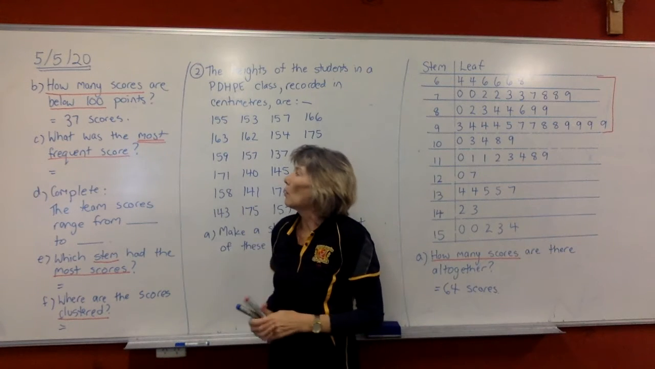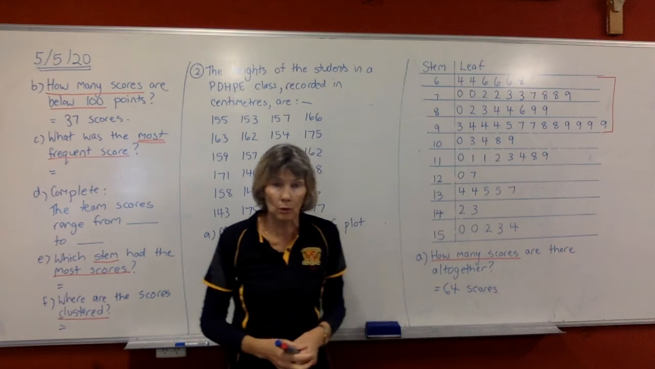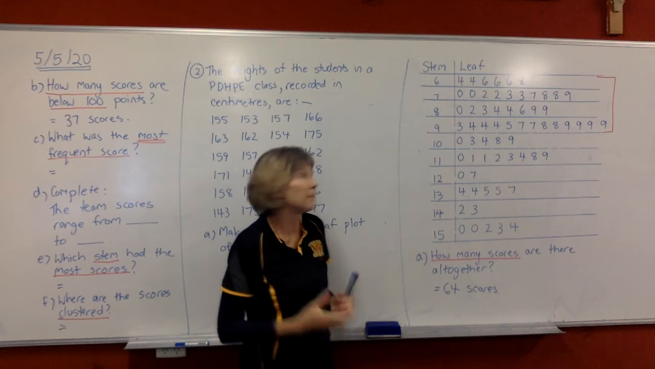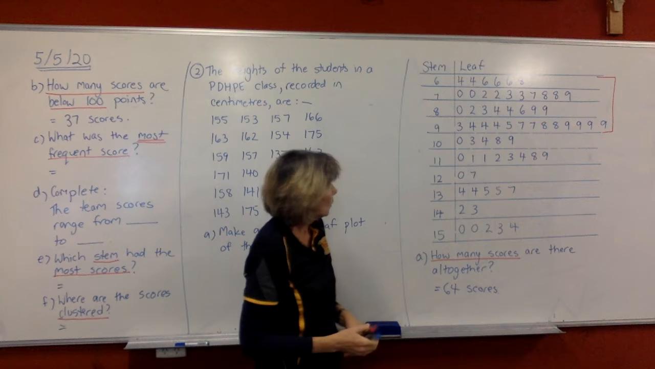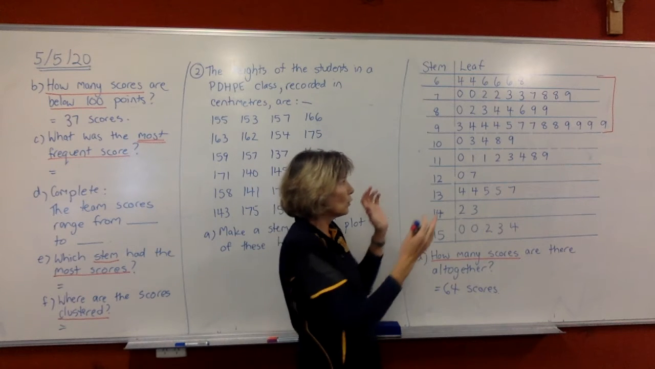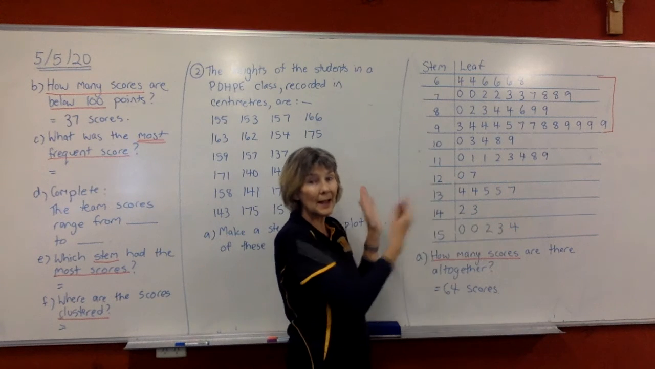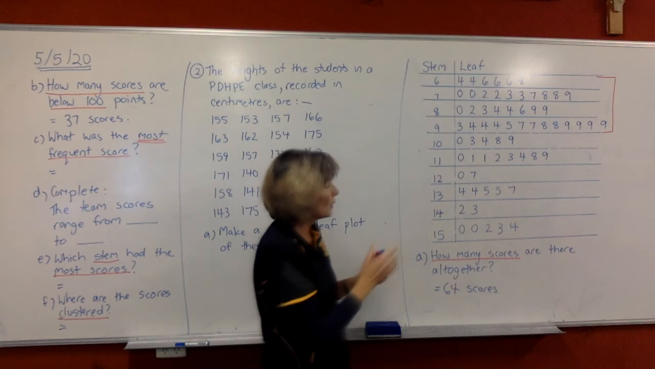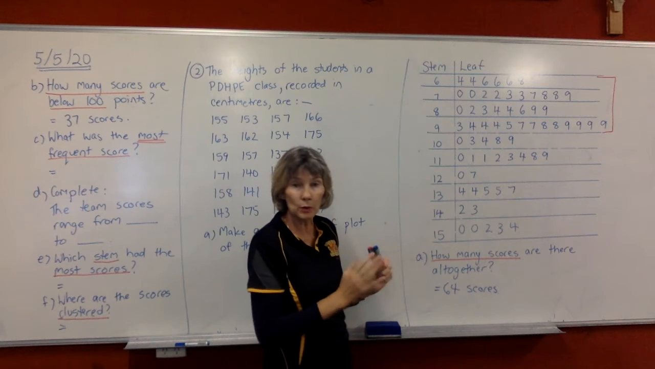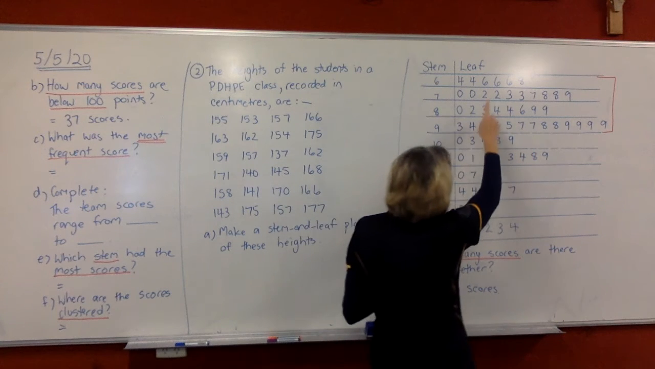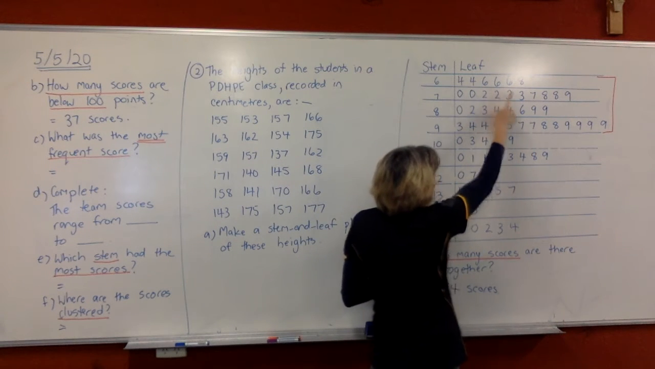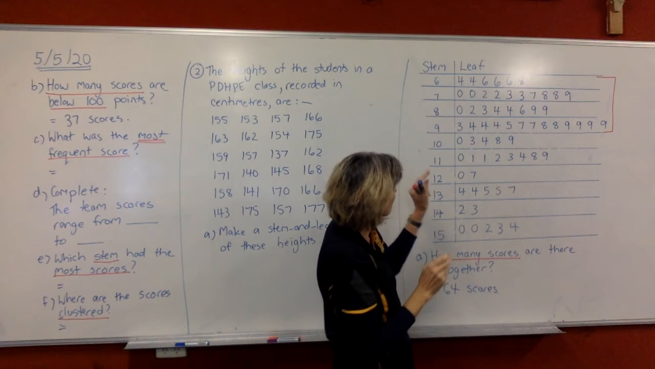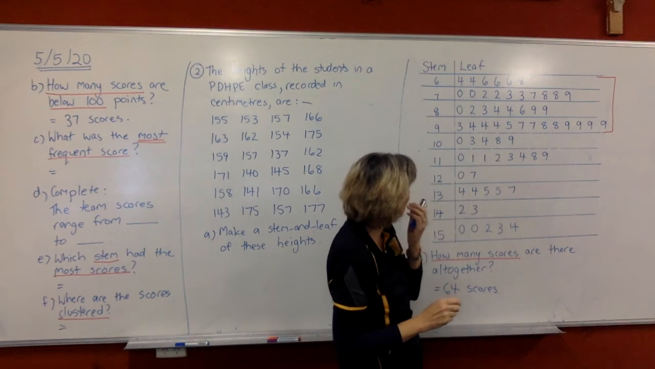Alright, the next one. What was the most frequent score? The most frequent score. The score that occurs the most. Well, you're looking over here at the leaf, but it has to connect with the stem when you give your answer, don't forget. So we're looking for where we have a bunch of numbers all together that are the same. So like here we have 3 6s together. We're going to look for something with more than 3 things. There's another 3 4s there.